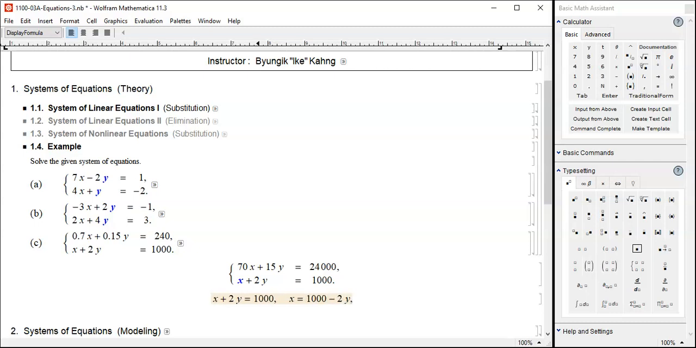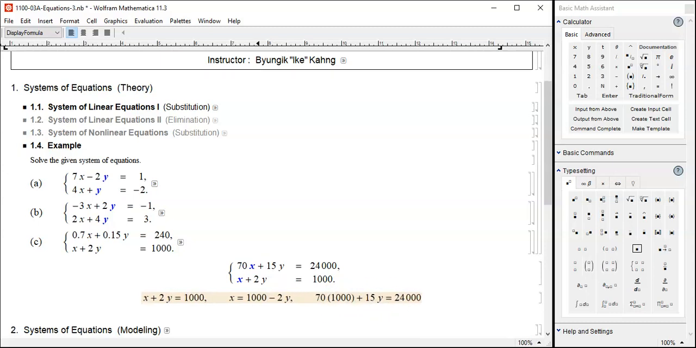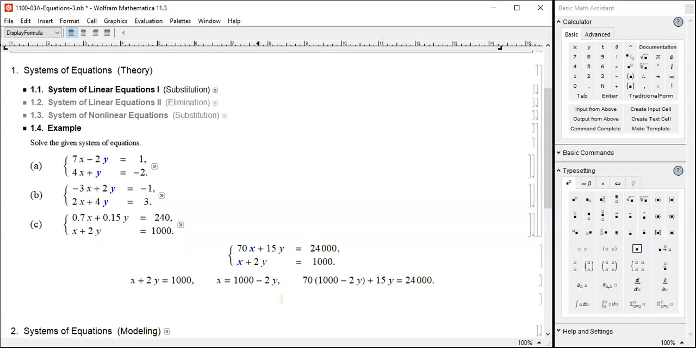So x equals 1000 minus 2y. Let's put some more space in between. And then substitute this one into x from the other equation. So 70x plus 15y equals 24,000. But in place of this x, we have 1000 minus 2y. We can solve it and then get the y value and substitute it into anything actually. Probably this one. Okay, let's do as much as possible.